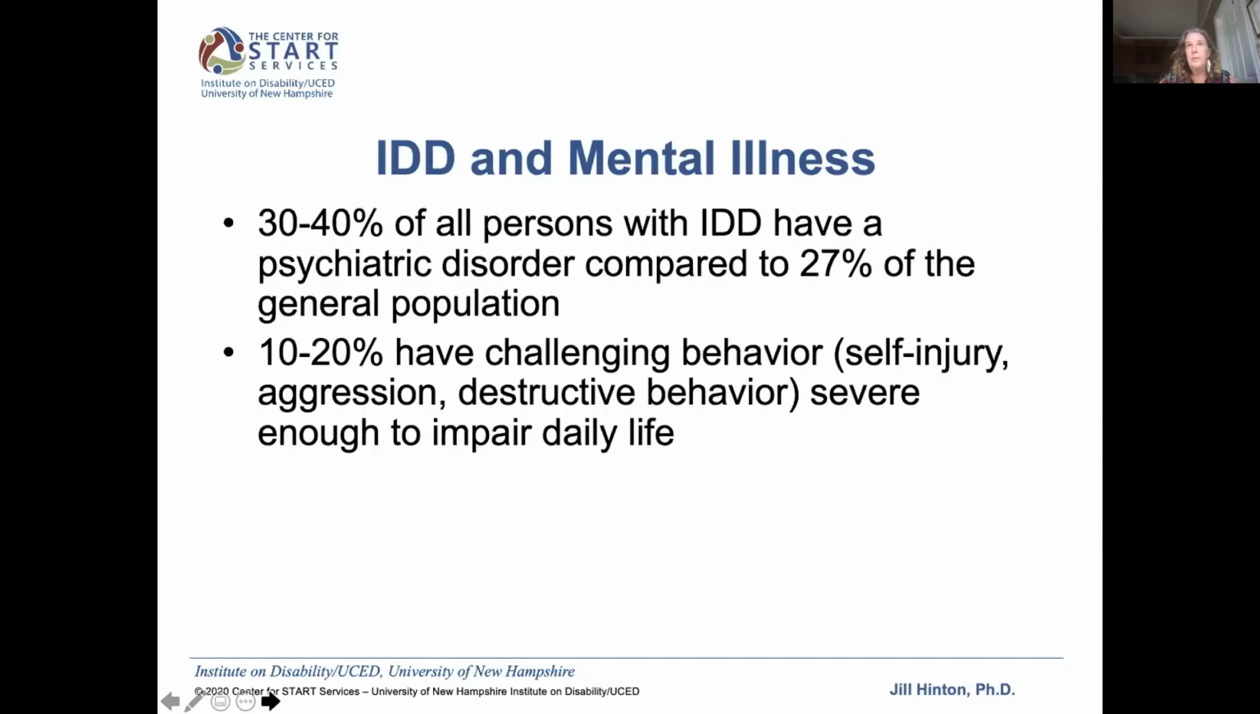So we know that 30-40% of all people with IDD do have a psychiatric disorder, and that's compared to about 27% of the general population. 10 to 20% have challenging behavior, some of the things we talked about before, that's severe enough to impair their daily life or their ability to access their community and to participate in daily life activities. That population is the population that often gets referred to START. And again, we'll talk about why that is the case.